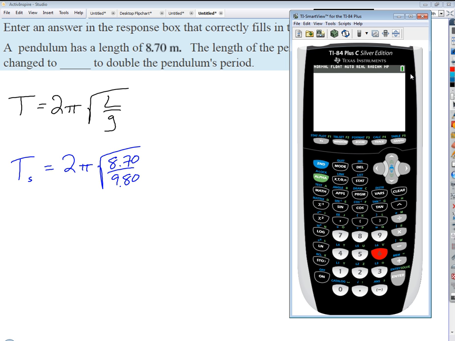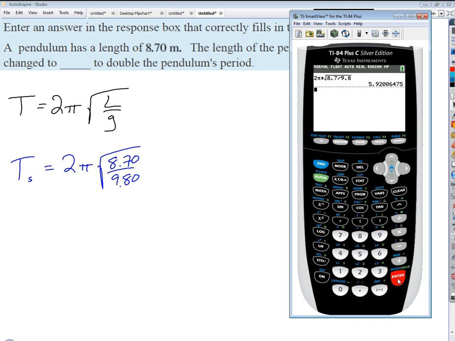Okay, so what do we got here? So we get 2 pi times square root of 8.7 divided by 9.8, right? Yep. And we get about 5.92-ish, and some change. So that's the period associated with an 8.7 meter length.